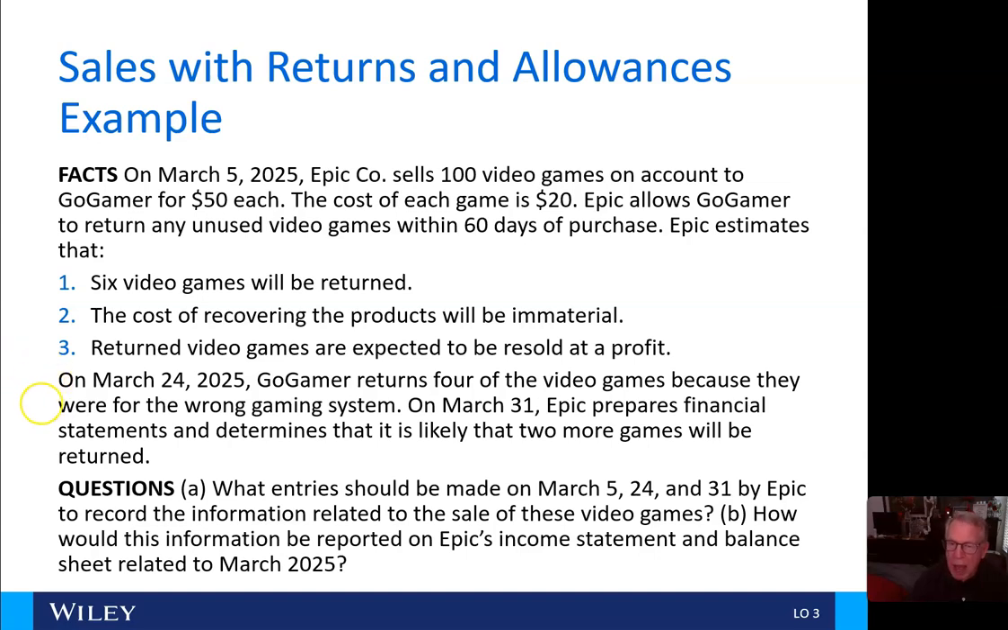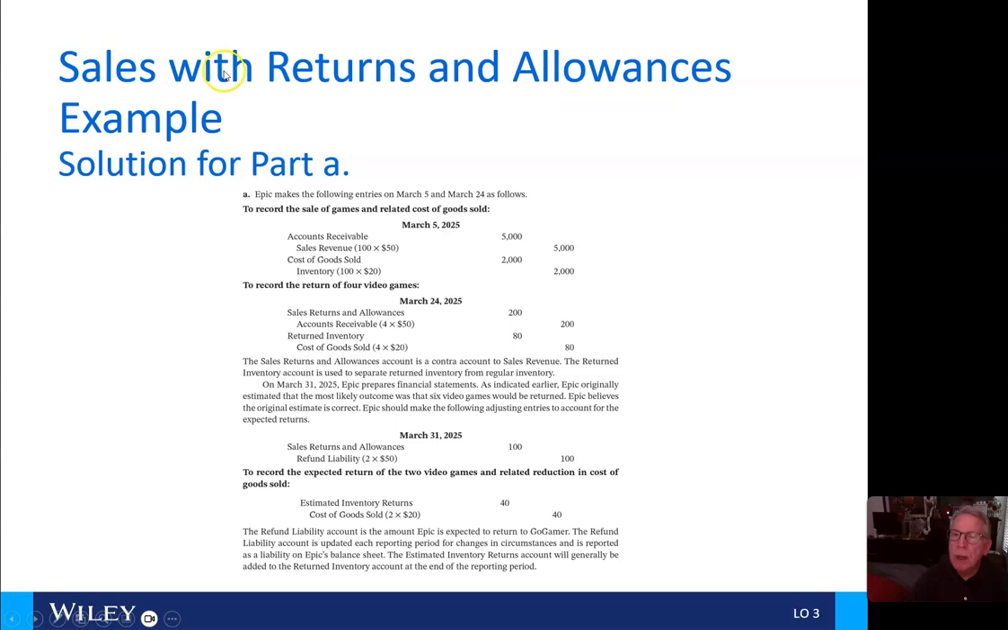So the questions: Alpha, what entries should be made on March 5th, 2025 and March 31st by Epic to record the information related to the sale of these video games? And Bravo, how would that information be reported on Epic's income statement and balance sheet related to March 2025? Well, Epic's going to make the following entries on March 5th and then March 24th as follows.